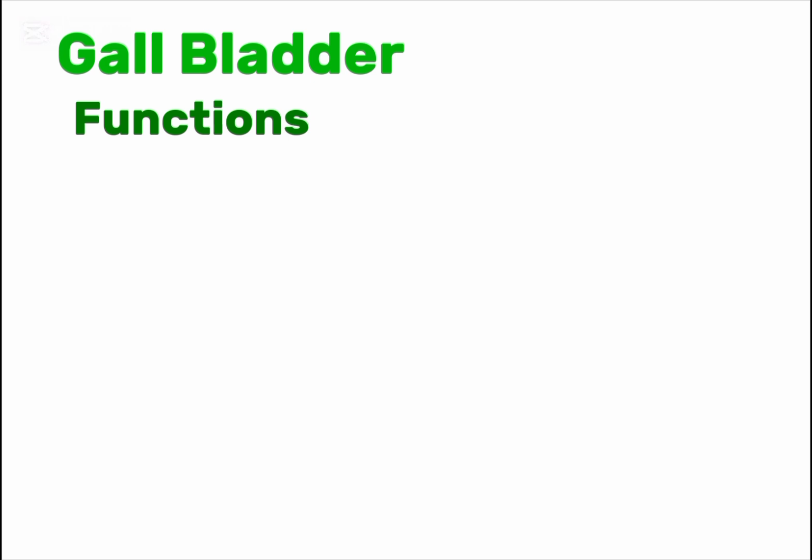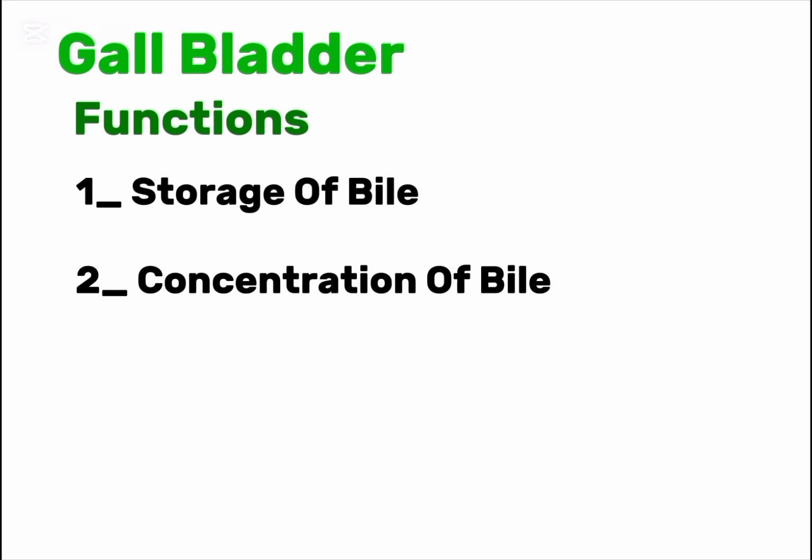Functions of the gallbladder. Gallbladder plays various important functions which includes storage of bile. Bile that is produced by liver hepatocytes is stored in the gallbladder. So gallbladder acts as a reservoir of bile. Concentration of bile. Water and electrolytes are absorbed in the gallbladder. So bile in the gallbladder becomes 5 to 10 times more concentrated.